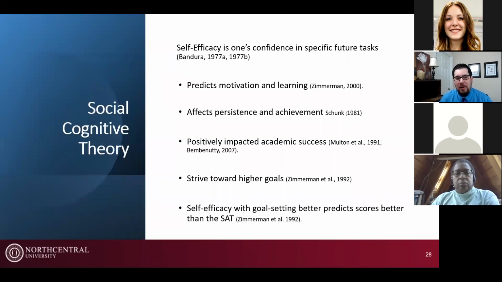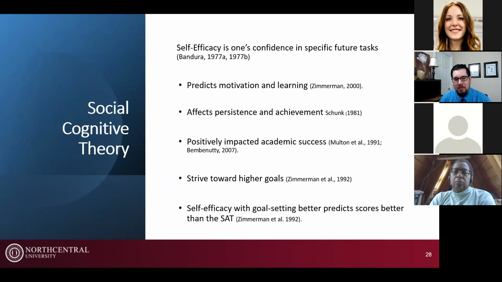A key component of Bandura's social cognitive theory is self-efficacy, which is one's confidence in specific future tasks. Self-efficacy beliefs predict effort in the form of performance and energy expenditure. Bandura found that students with greater self-efficacy were likely to participate more eagerly, put forth more effort, persevere for greater durations, and remain emotionally stable when encountering difficulties.